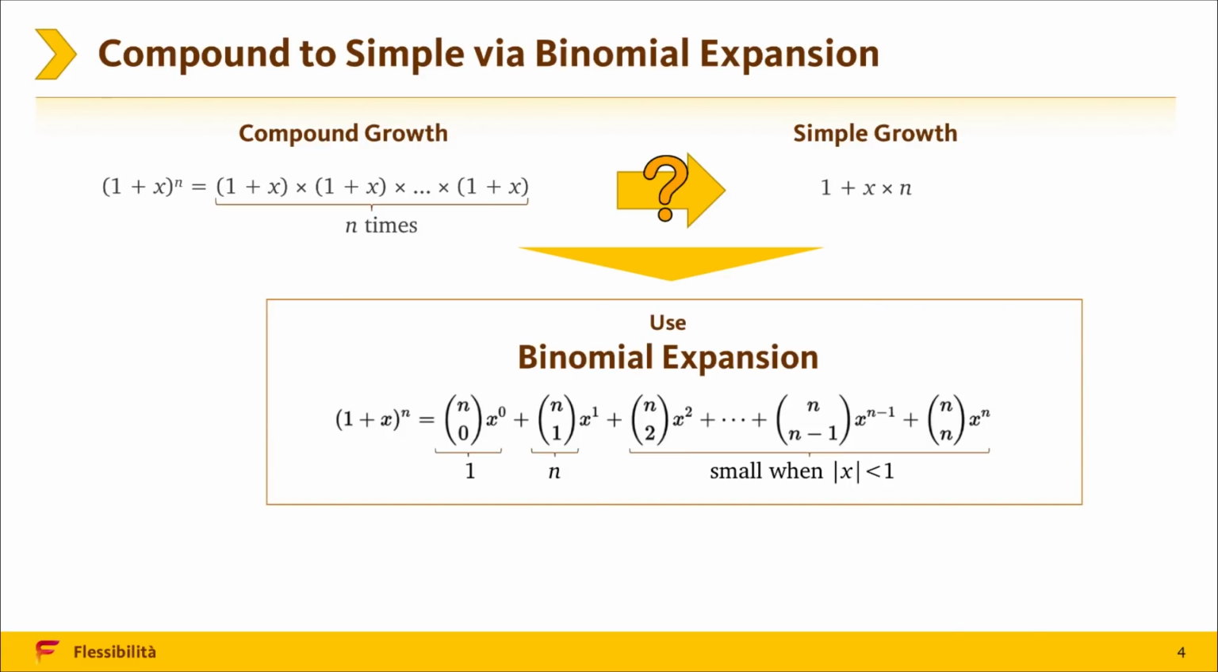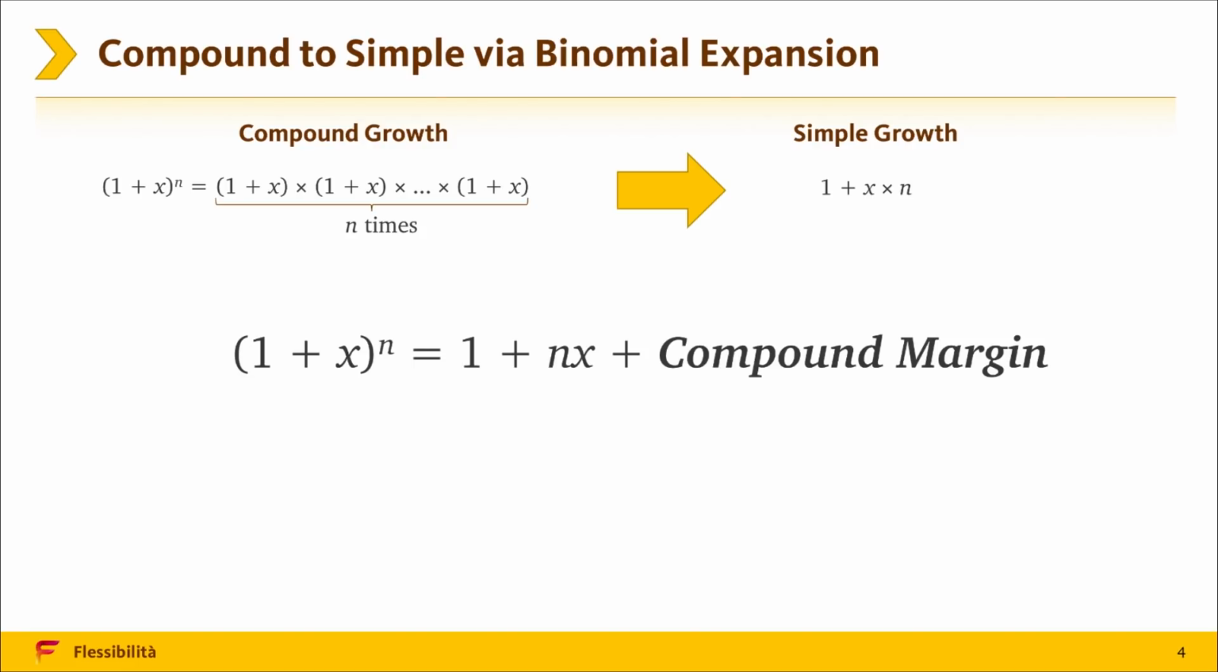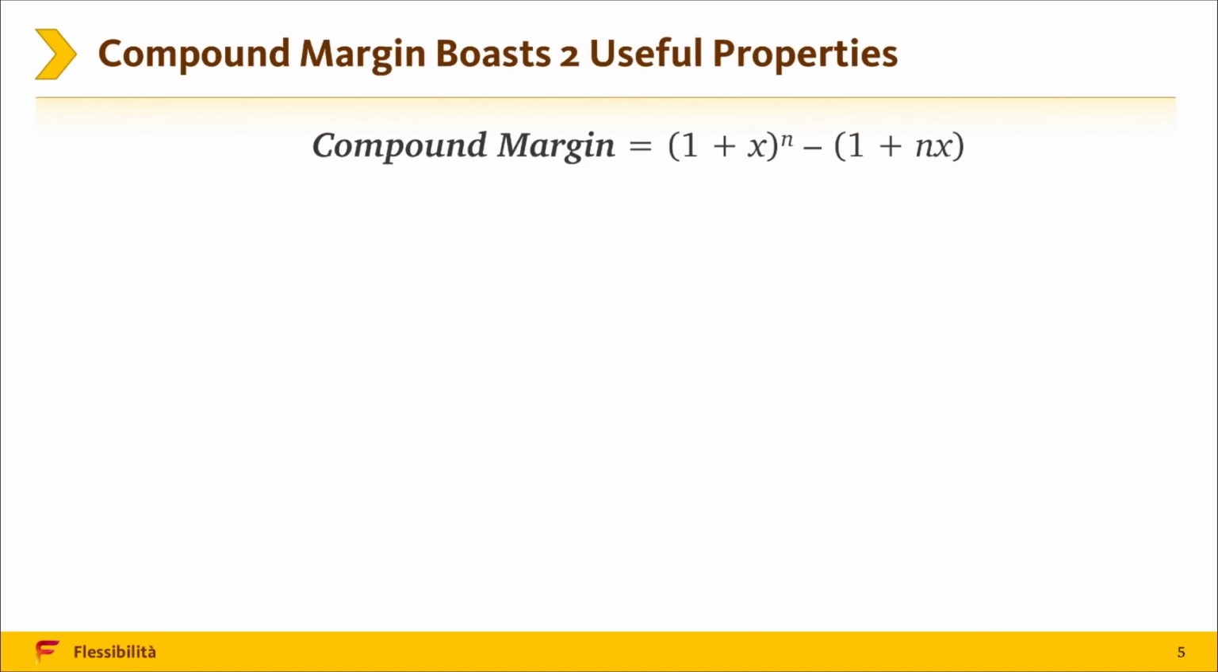Well, indeed, the first summand is just 1, the second is an x, and everything that follows is a small number whenever the absolute value of x is smaller than 1. So we can rewrite our compound growth expression in the following way. Compound growth equals simple growth plus a certain small number called compound margin. To make the compound growth expression operational, we need a better understanding of how the compound margin behaves.